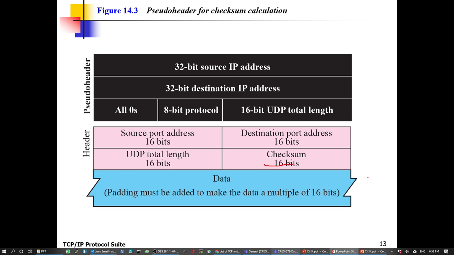The pseudo header again is a part of the header of the IP packet in which the user datagram is to be encapsulated, with some fields filled with zero, as you see in here. The protocol field is added to ensure that the packet belongs to the UDP and not to the TCP.